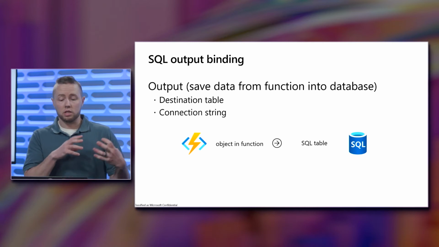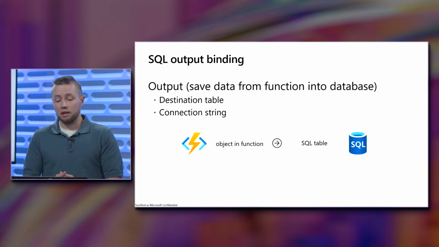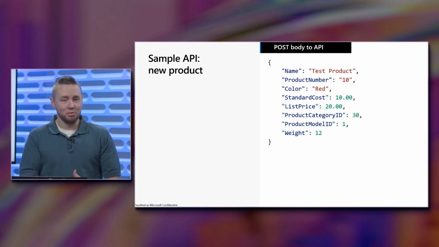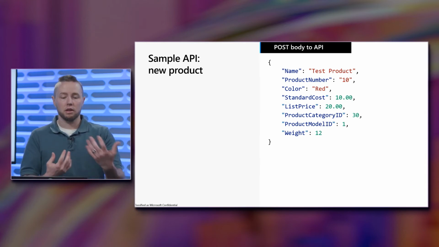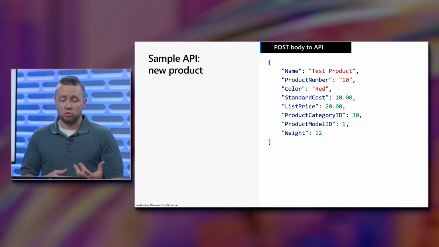A lot of the setup comes from setting up the object in the function with the data that you need to go into the database. So that object in function is going to correlate to the table that it's going to in the SQL database. The example that we think of most commonly for APIs and output bindings is you want to send a post body to an API. So you've got some kind of JSON that someone is sending to your API. And you need to be able to parse this to pass it and create, in this case, a new product.